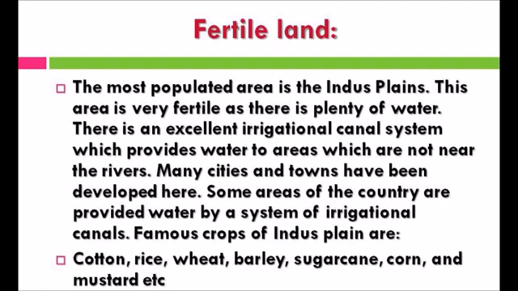Some areas of the country are provided water by a system of irrigational canals. Famous crops of Indus Plain are cotton, rice, wheat, barley, sugarcane, corn, and mustard, etc.